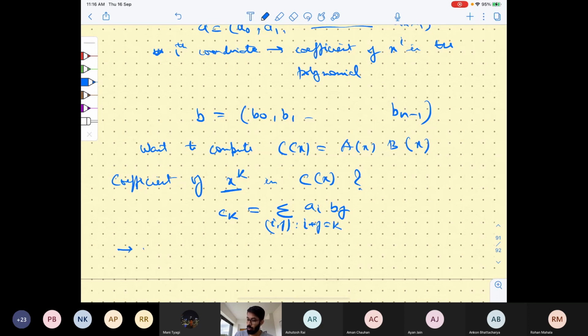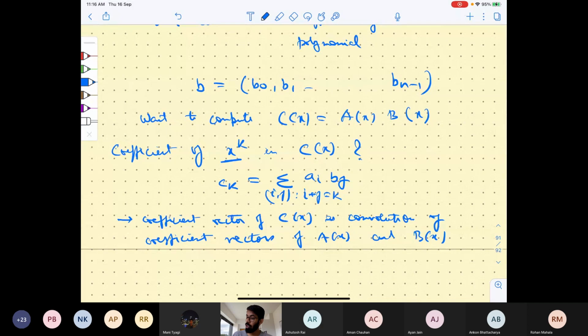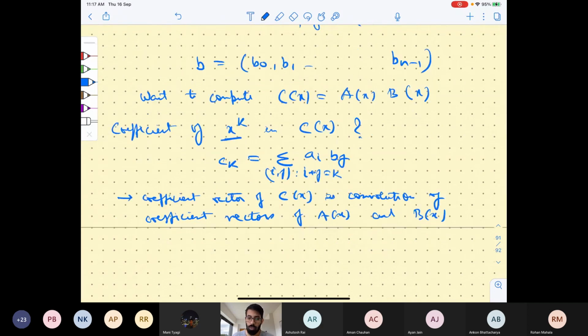So exactly, the coefficient vector of C(x) is the convolution of the coefficient vectors of A(x) and B(x). Okay. So if you compute the convolution and you get that vector, that basically gives out the polynomial that you want to compute as a product.